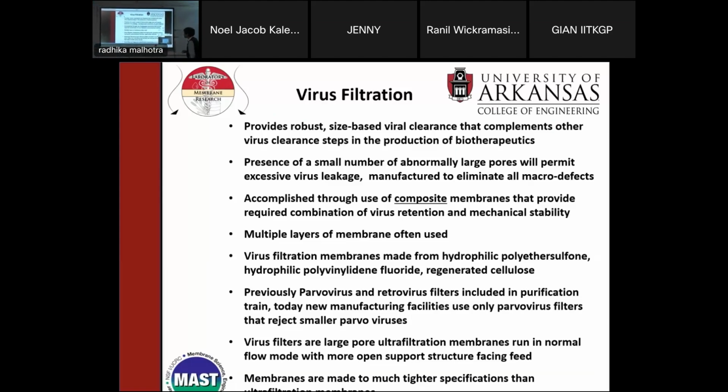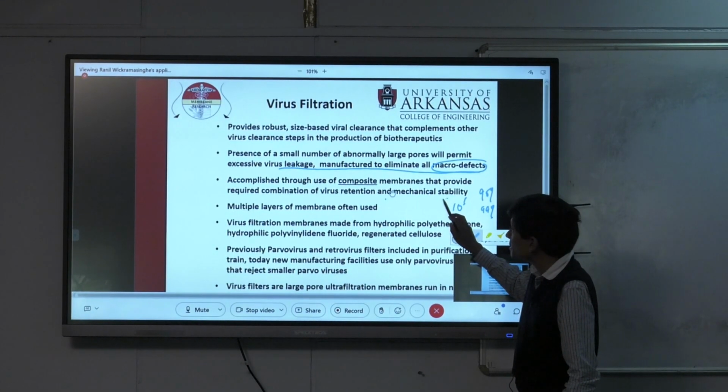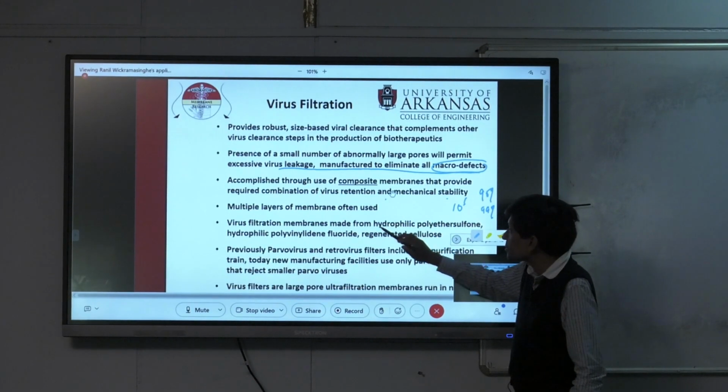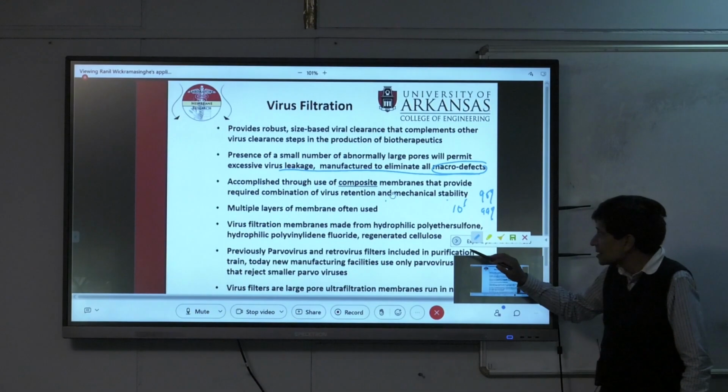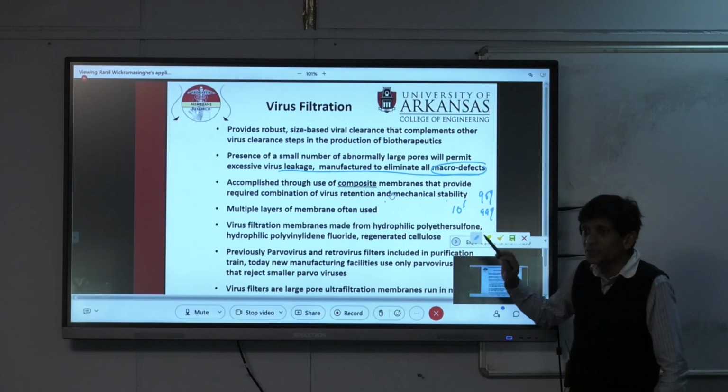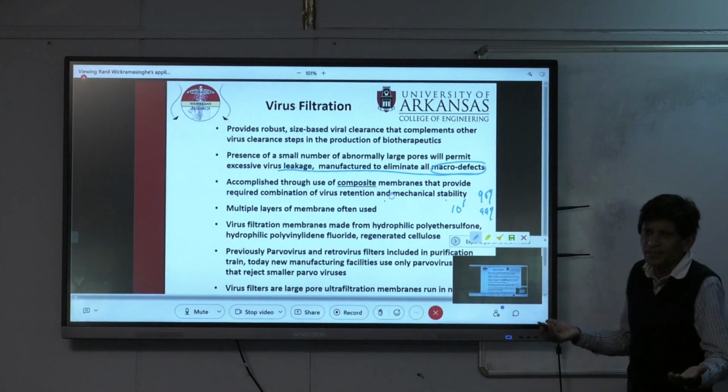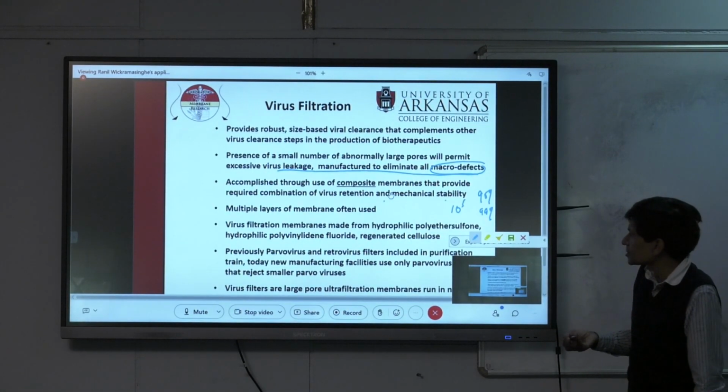It's accomplished through composite membranes that provide the required combination of virus retention and mechanical stability. Multiple layer membranes are often used. Virus filtration membranes are made from hydrophilic polyether sulfone, PVDF, or regenerated cellulose. Those are the most common materials, and they're the same as for ultrafiltration and microfiltration membranes.